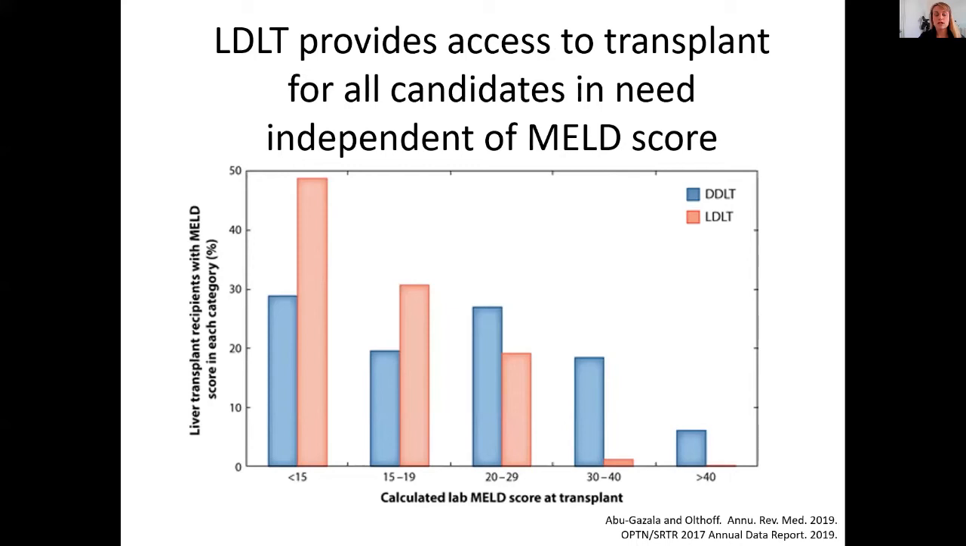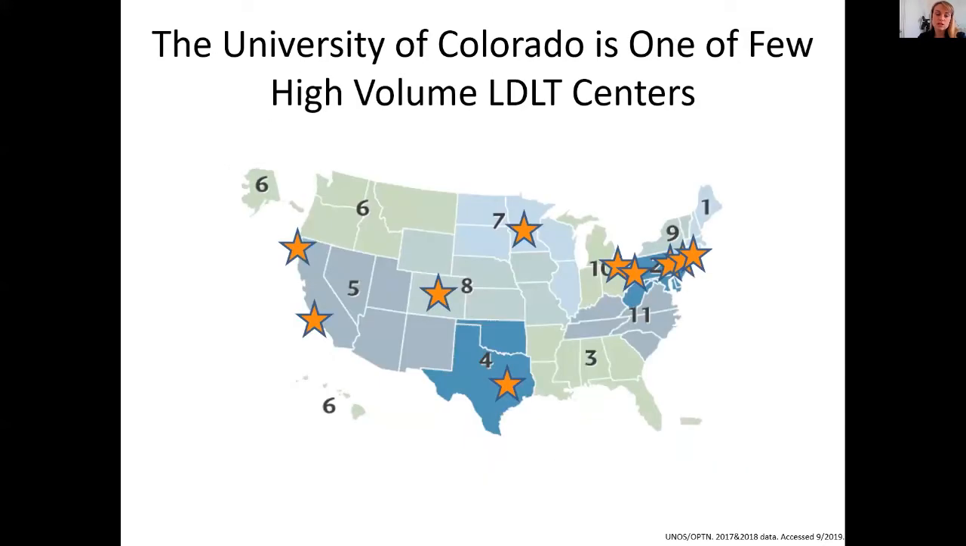And living donor liver transplant provides access to an organ for all candidates in need of transplant, regardless of MELD score. You can see here the trend in the United States is that more living donor liver transplants are occurring in lower MELD patients who may have limited access to a deceased organ. And just to note, the University of Colorado is one of few high volume centers for living donor liver transplant in the country. So access to living donor liver transplant is increasingly recognized as being limited depending on your geography as well.